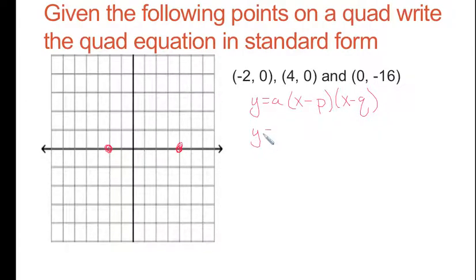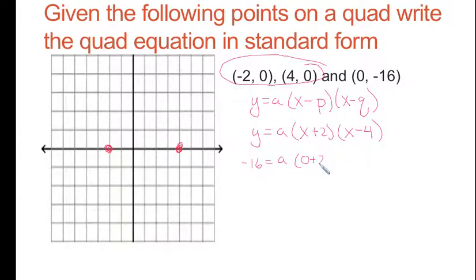So we have y equals, we have our a value, x, since here are our intercepts, so since it is negative 2, we'd have plus 2. And since it's positive 4, it's minus 4. Now we have to figure out this a value. So they gave us this other coordinate to help us out. We don't know what a is, but we know when y is negative 16, x is 0.